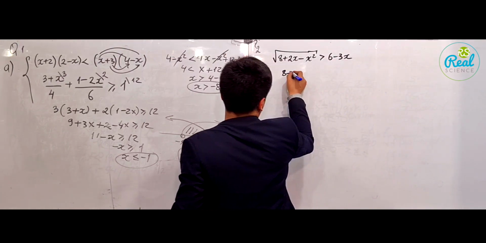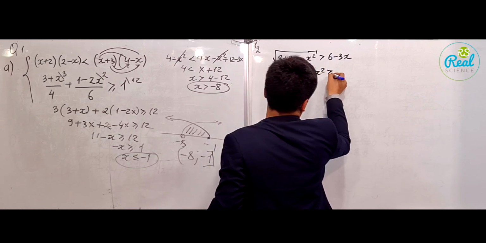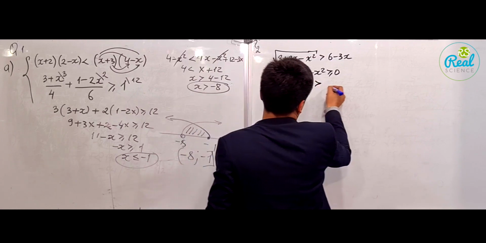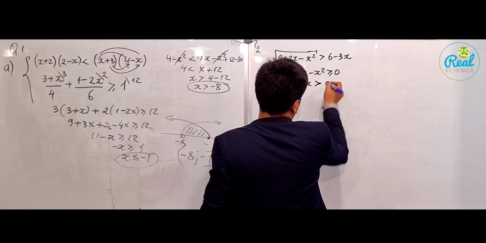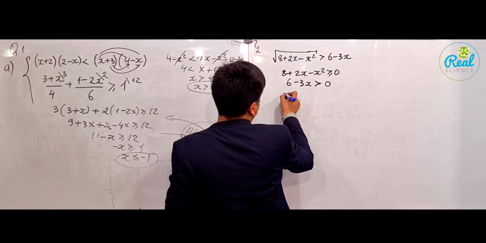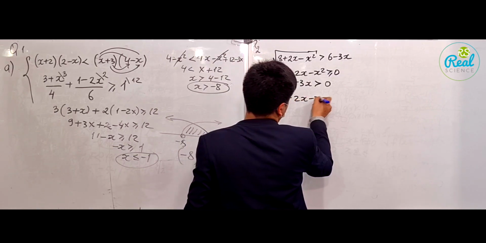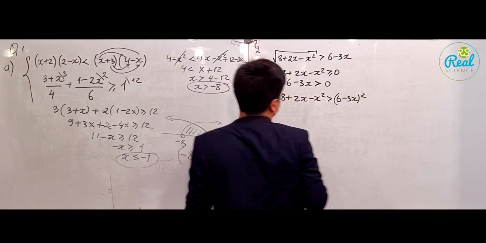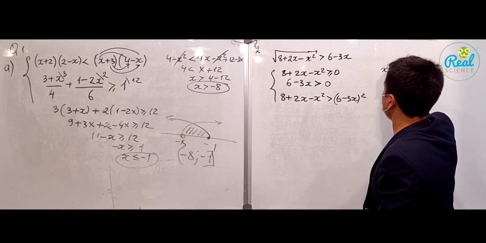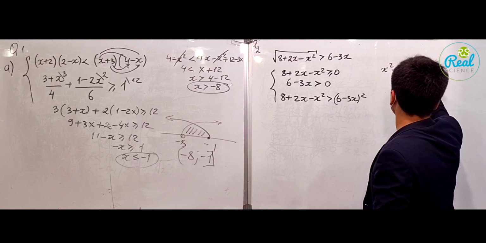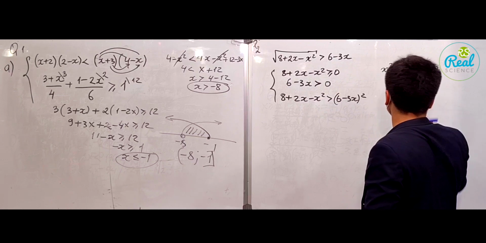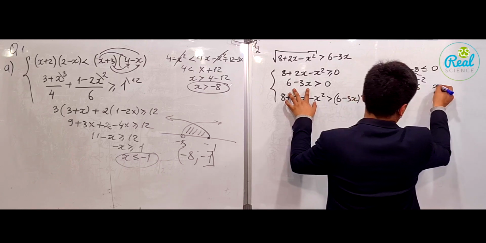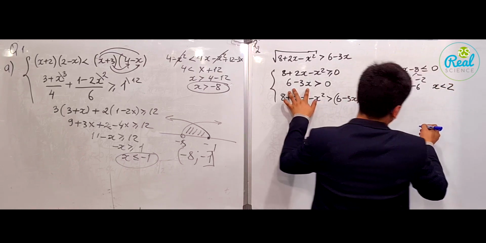First, the inside must be greater than or equal to zero, and 6 minus 3x must be greater than zero, no equal. And then just raising to the second power. Because when we solve the first one, x squared minus 2x minus 8 less than 0, it's going to be 4 and minus 2. And when we solve this, x less than 2, yeah?